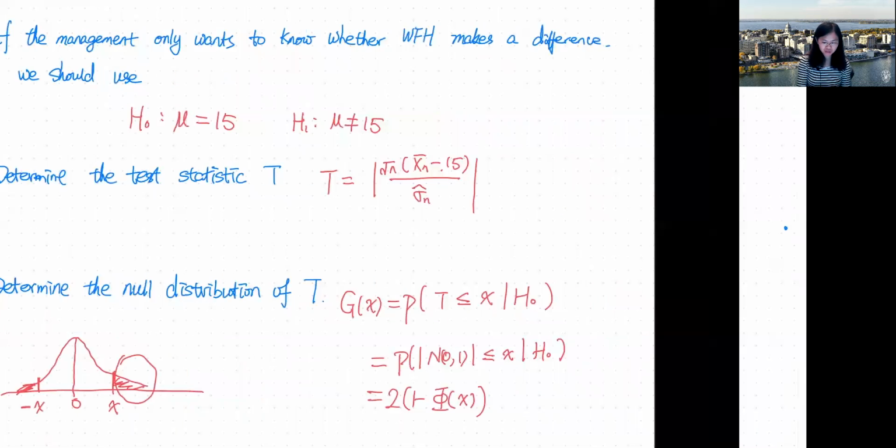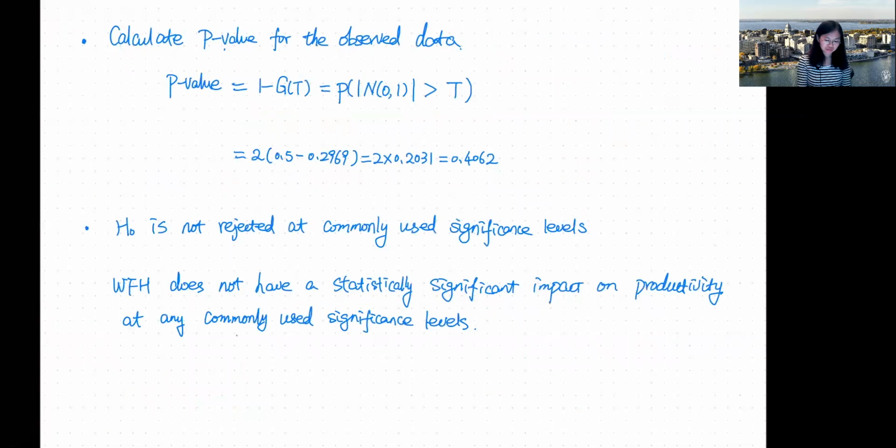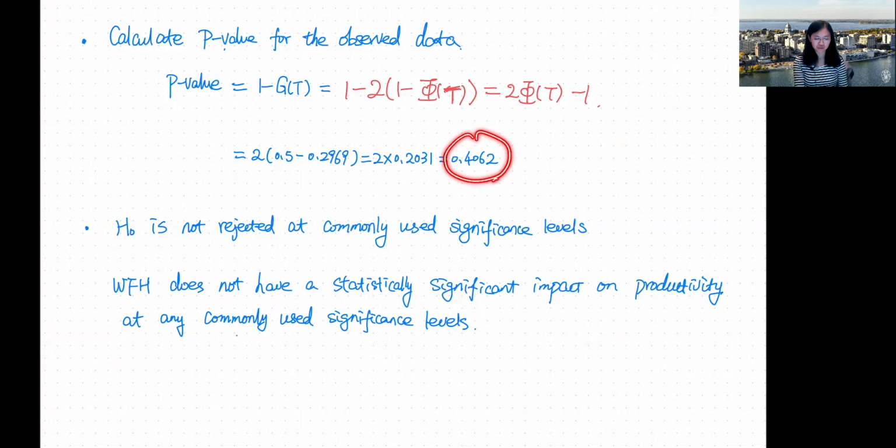Now, using this information, we can write down the formula for the p-value. The p-value should therefore be 1 minus 2 times 1 minus phi of t. So that should be 2 times phi of t minus 1. You can look this up from the normal table, and in this example, once you plug in all the data, you find this p-value is about 40.62%. I will skip the details; you can figure it out in your spare time.